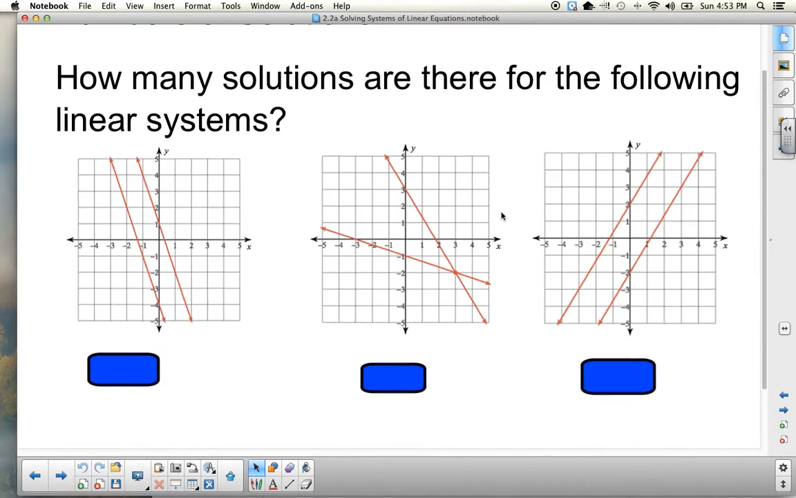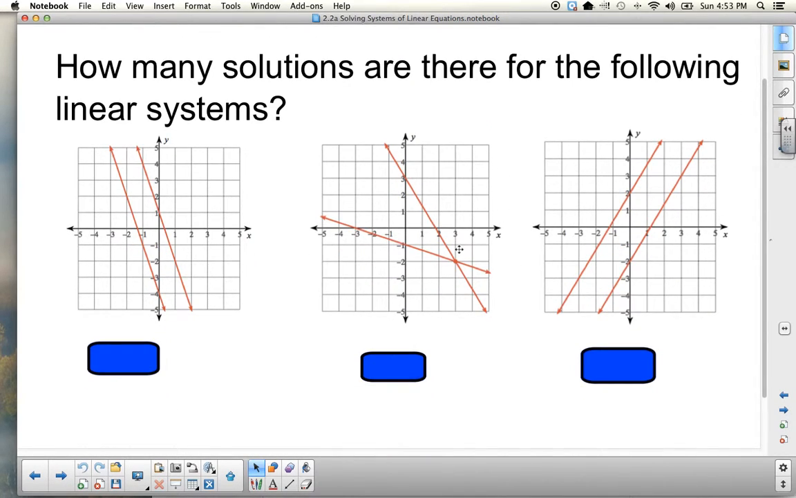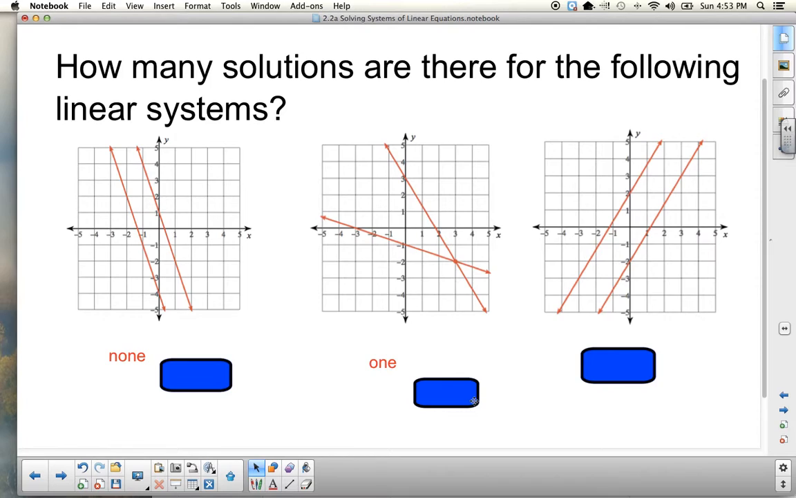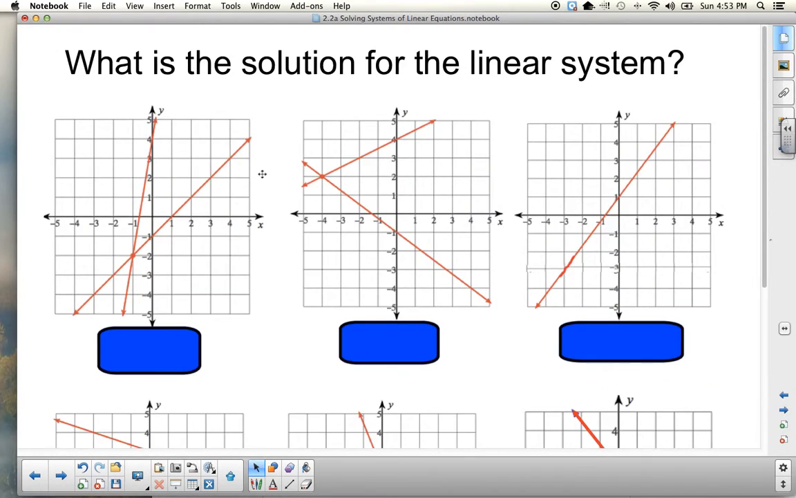Here are some examples just to practice numbers of solutions. So take a look. How many solutions here? You're right. How many here? Yep. Can you tell me what that number is? 3, -2. You got it. What's this one? None again. Great.